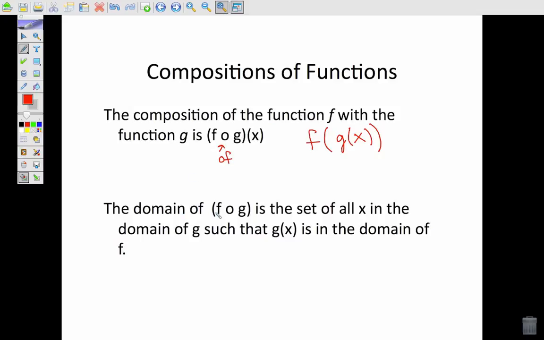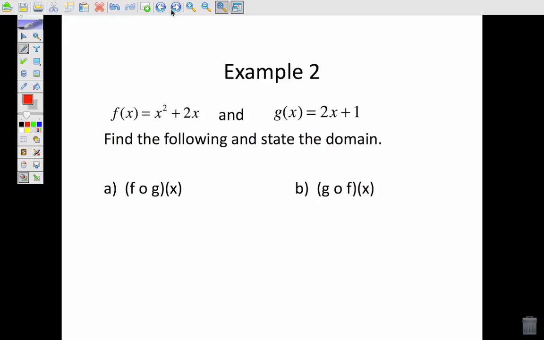We're evaluating. The domain of f of g is the set of all x in the domain of g, so the set of all x in g first, such that g of x is in the domain of f. So we've got to pay close attention to the domain of g and then make sure it still follows for the domain of f. We'll look at a couple different examples here.